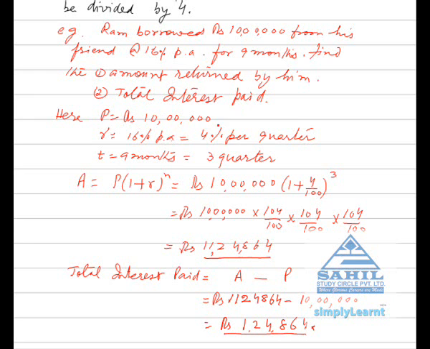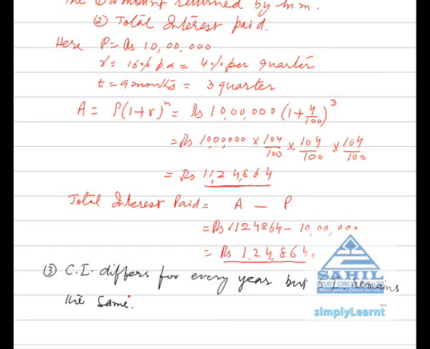Here principal is rupees 10 lakhs, rate is 16% per annum, which is equivalent to 4% per quarter. Time is 9 months, which gives 3 quarters. A is equal to P into (1 + R) to the power n equals rupees 10 lakhs into (1 + 4/100) to the power 3, which on simplification gives 11,24,864, which is the amount. Total interest paid is amount minus principal, which comes out to be 1,24,864. Number 3. CI differs for every year, but SI remains the same.